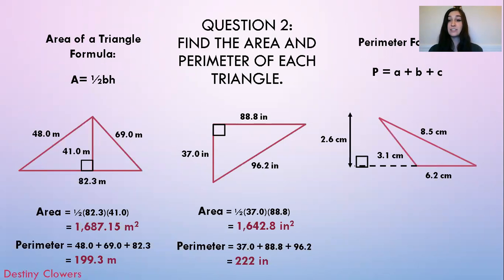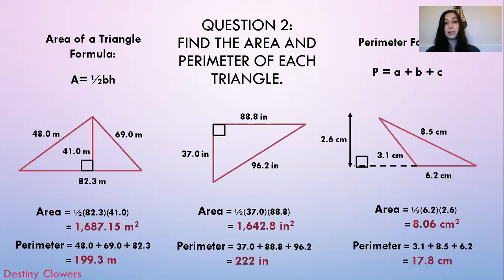Now our third triangle looks a little different. It looks like this. Don't be afraid, it's the same exact concept. So we're going to find the area for this now. In order to do that, we're going to take our base, which is 6.2 centimeters, and our height is 2.6 centimeters. This 3.1, this is actually the length of that side. It's not the height. So just make sure that you know the difference between height and length, because those are two different things. So once we multiply this, we get 8.06 centimeters squared.